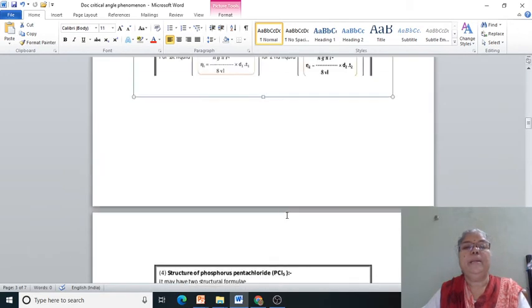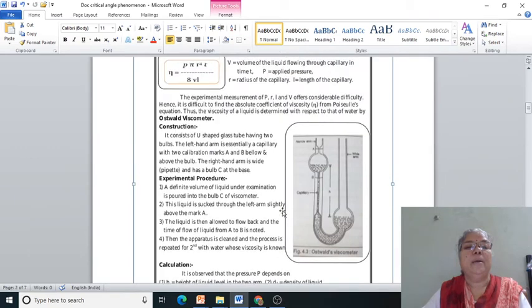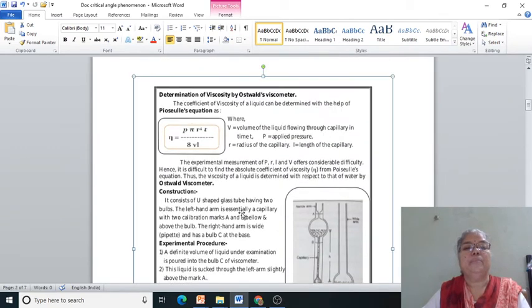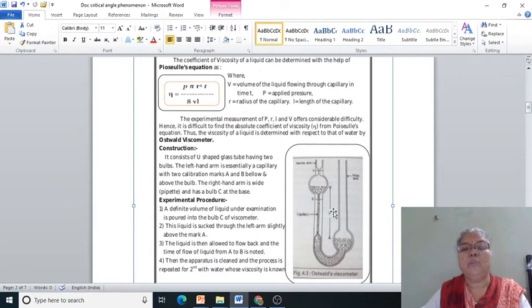Our next point is the determination of viscosity by Ostwald's viscometer. Here the viscometer is an instrument with the help of which we can determine the viscosity. At first, see the construction of the viscometer.